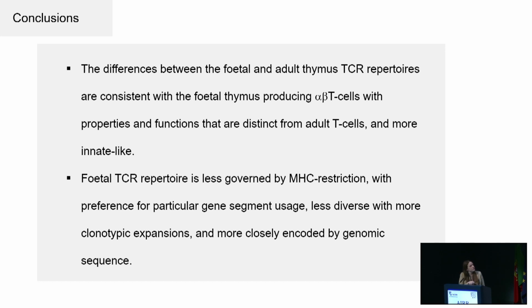So the main differences that we found, in conclusion, were that between the fetal and the young adult, there's a suggestion that the fetal thymus is producing alpha-beta T cells with properties and functions that are quite distinct from the young adult T cells, and they are perhaps more innate-like. And the fetal TCR repertoire appears to be less strictly governed by MHC restriction in comparison to the young adult, with a preference for very particular gene segments, so quite a distinct phenotype in comparison to the adult: less diverse, with more clonotypic expansions, and more closely encoded by genomic sequence. So it would be really interesting in the future to look into the function of these cells and investigate this further.